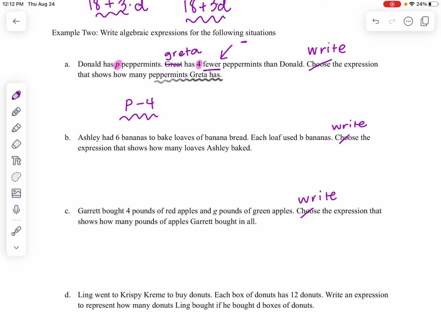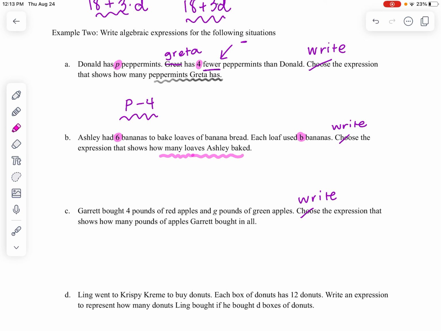Okay, 3 more problems. Ashley has 6 bananas to bake loaves of banana bread. Each loaf used B bananas. Write the expression that shows how many loaves Ashley baked. Okay, so she has 6 bananas, so I'm going to highlight that. And then it says each loaf that she created used B bananas. My end goal is to figure out how many loaves she baked altogether.